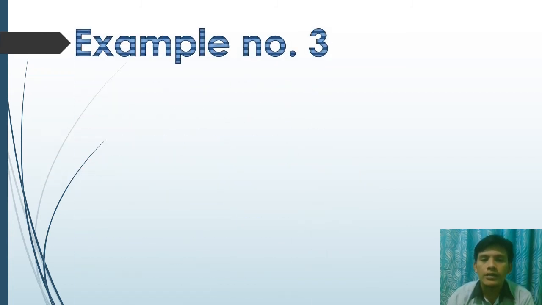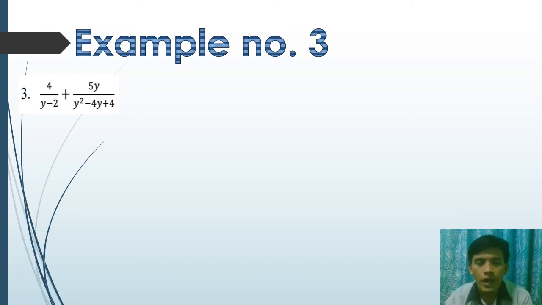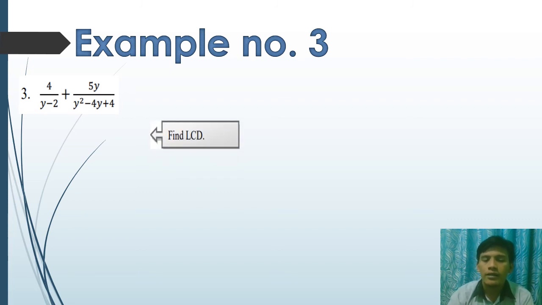Example number 3. 4 over y minus 2 plus 5y over y squared minus 4y plus 4. We need to find the LCD to solve the given problem. The LCD of y minus 2 and y squared minus 4y plus 4 is the quantity y minus 2 times the quantity y minus 2.